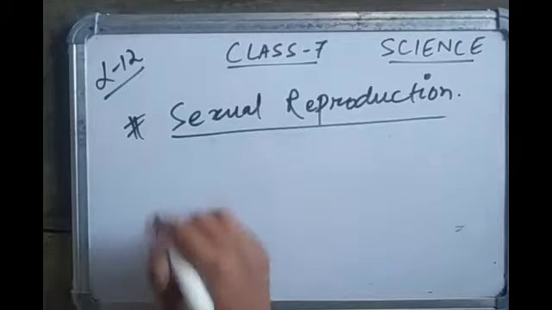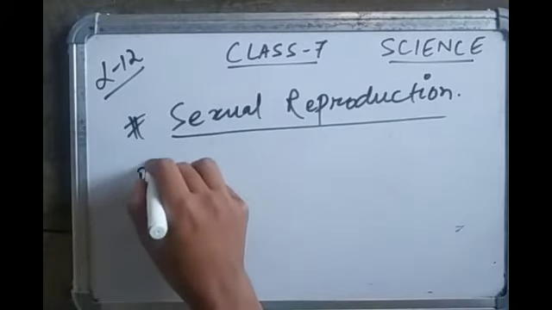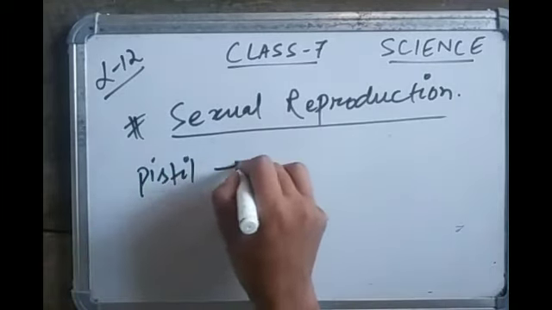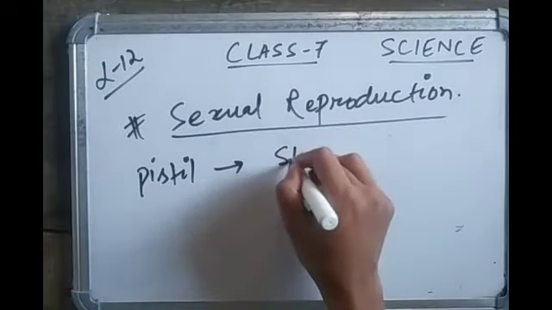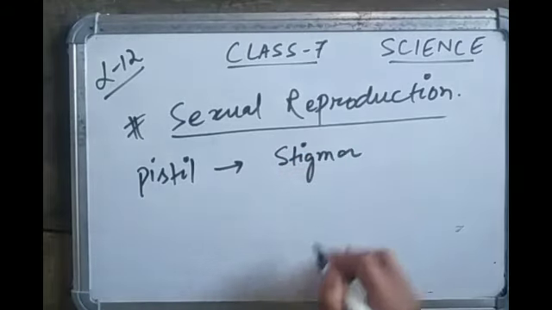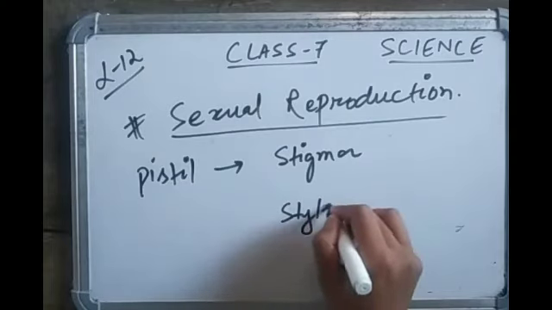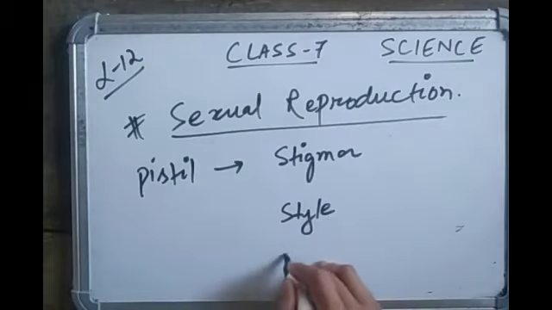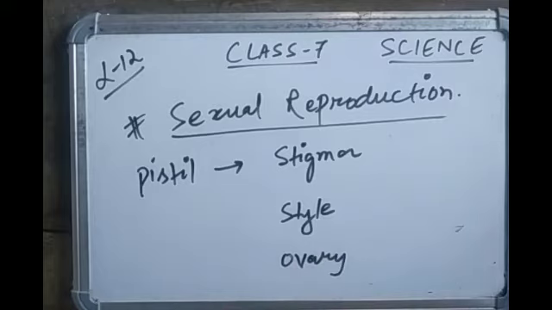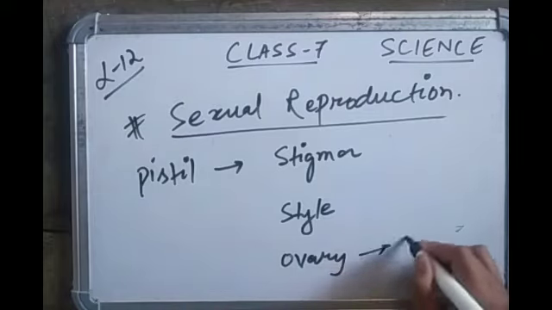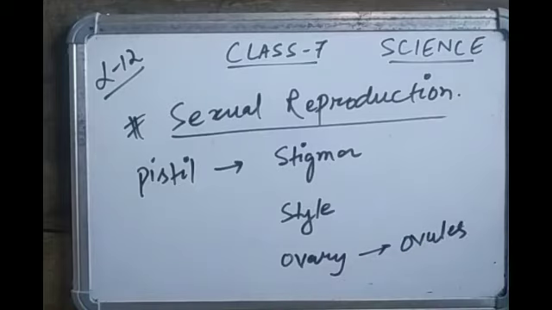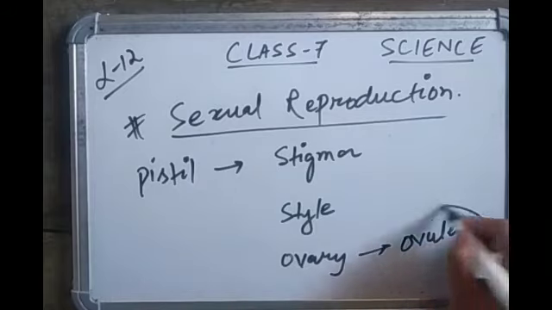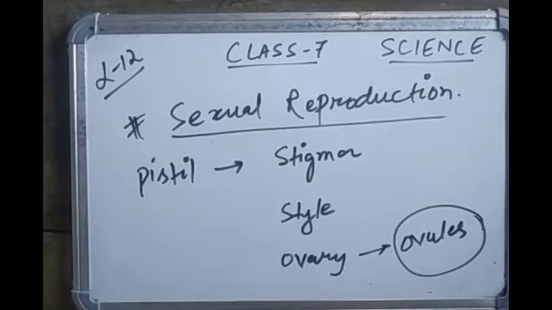So the male reproductive part is the stamen, and the female reproductive part is the pistil, which consists of stigma, style, and ovary. Ovary contains one or more ovules. The female gamete or the egg is formed in an ovule.